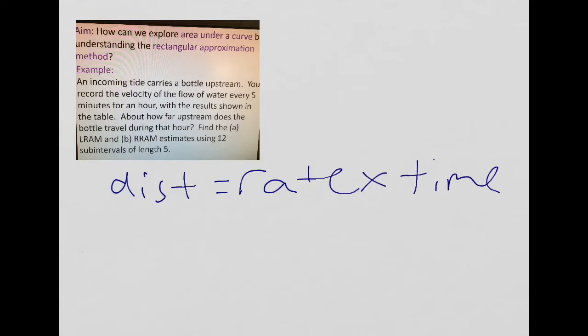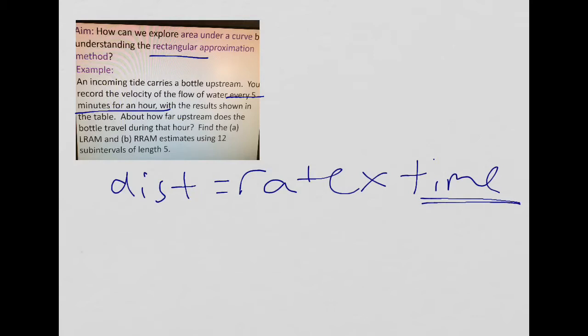Okay, and you're going to see in this example, it talks about an incoming tide that carries a bottle upstream. They record the velocity of the flow of water every 5 minutes for an hour. So it's talking about time, and that's along the x-axis, and there's actually a table of data for this. And so that would be like the base of each rectangle that you're using to approximate the area under the curve. Well, that's the same as this time here.